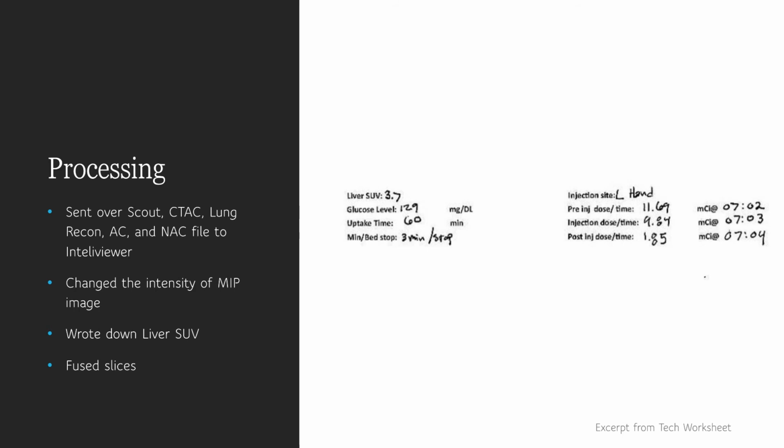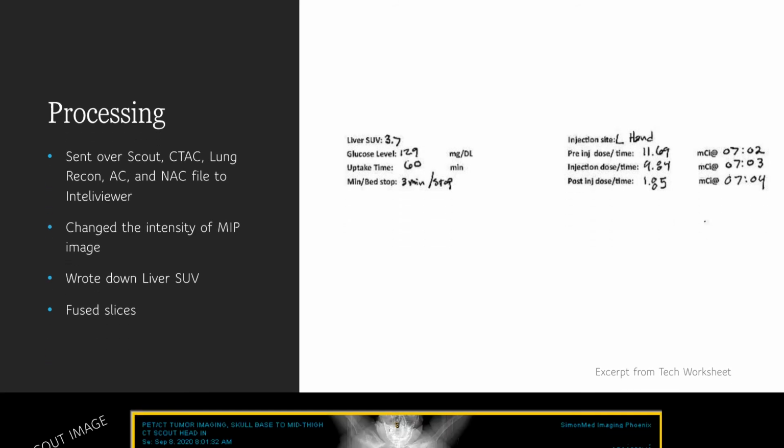My axial, sagittal, coronal, and MIP images were processed. I entered my individual tech notes from the PET-CT patient questionnaire into the computer and sent everything to the radiologist. And SimonMed reads their PET-CT images really fast. Usually it takes about a day. A lot of the times they read them the day of. So the very next day, I checked the report, and the radiologist already reported it. So let's look at that as well as the PET-CT images.